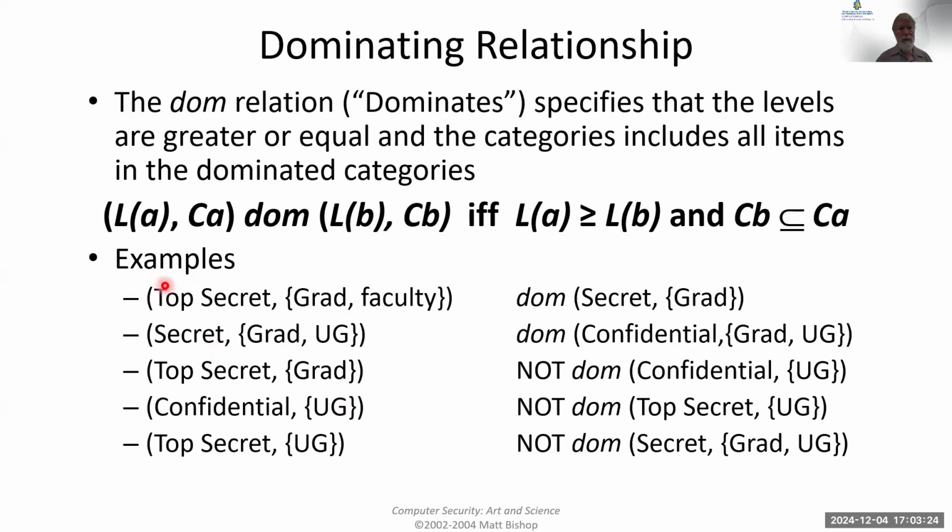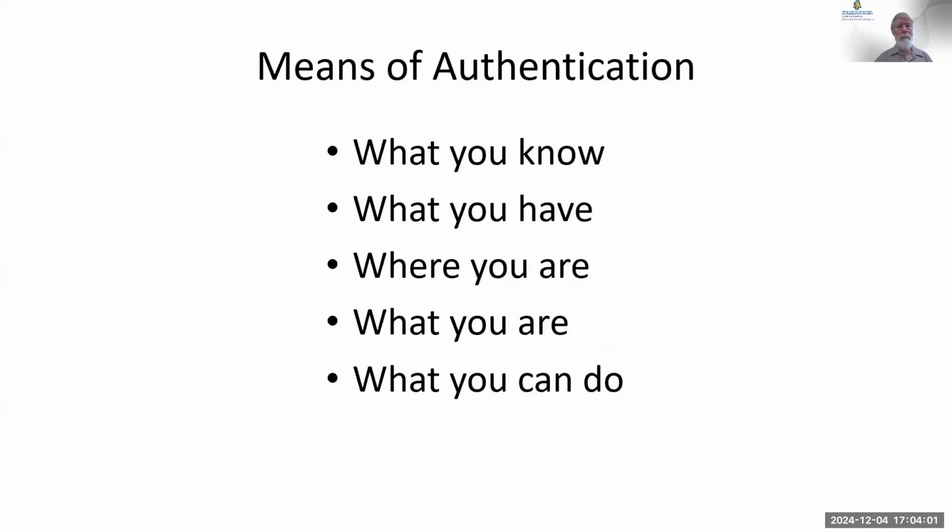So again, some examples here. Top secret in the categories grad and faculty dominates secret grad, because top secret is a higher level than secret, and grad is a subset of grad and faculty. Same thing for this one. Top secret with the category grad does not dominate confidential, even though the level is higher, because it has a category that is not in the user's category, so you can't dominate. Okay. That's important. You want to know that.